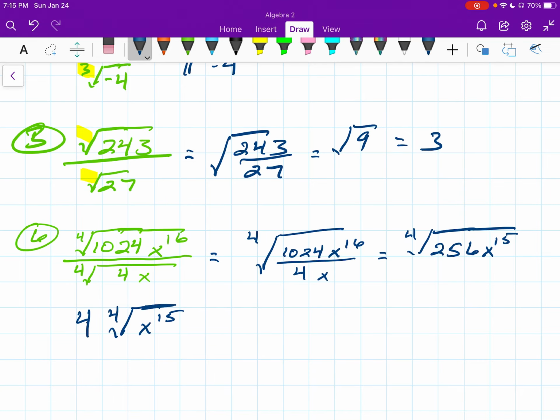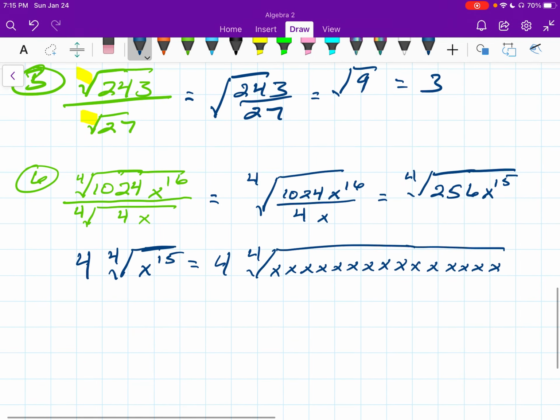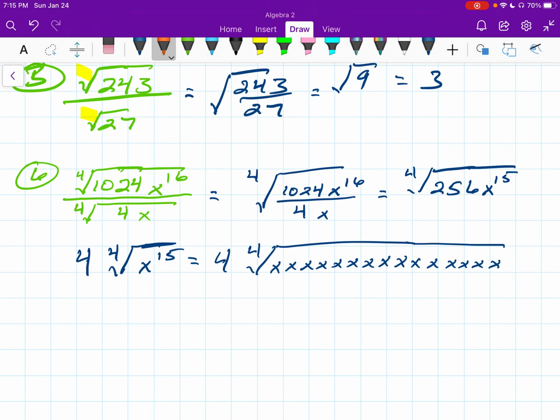Now, there's a few different ways to do this. But what I'm going to do is write all my x's out. So I have 4, and then the fourth root, and I'm going to write 15 x's here. 1, 2, 3, 4, 5, 6, 7, 8, 9, 10, 11, 12, 13, 14, 15. I know a lot of people can do this in their head, but I just want to show you another way to see this. We're doing the fourth root, so we're looking for groups of 4. So I'm just going to highlight groups of 4. So we have 1, 2, 3, and then we have 3 left over.